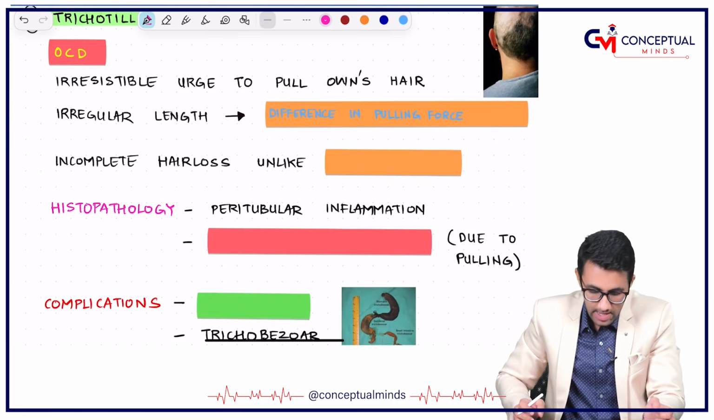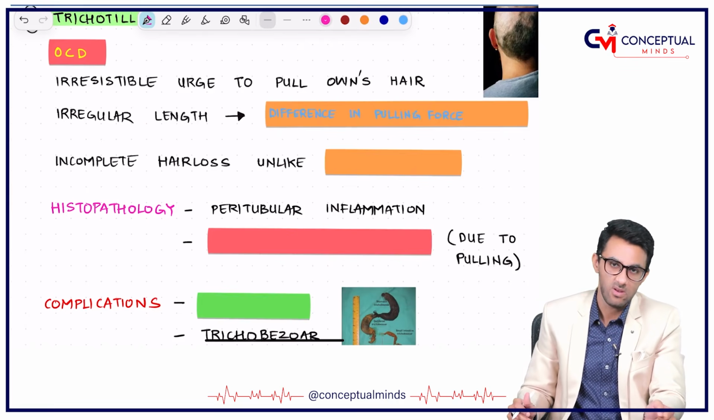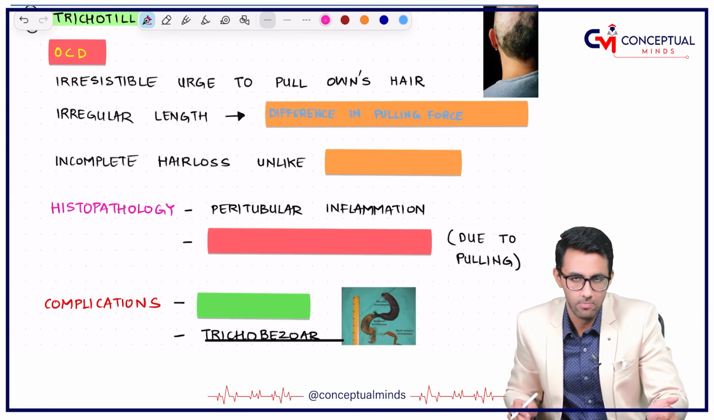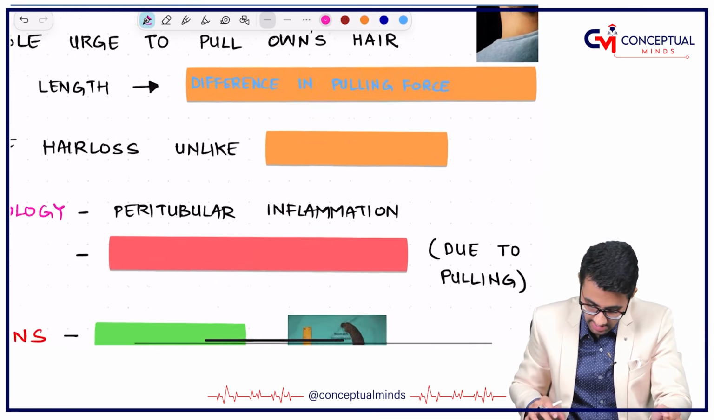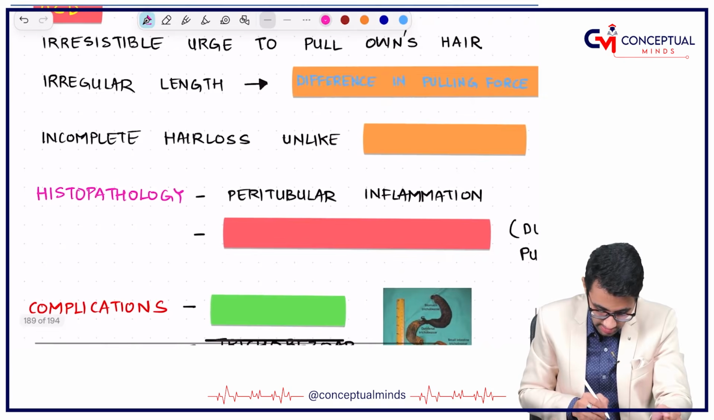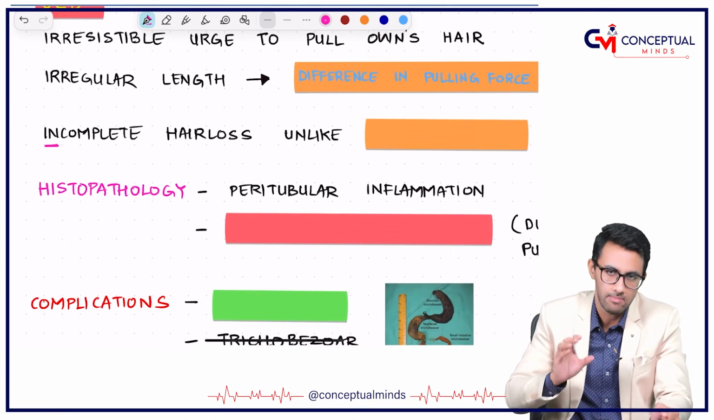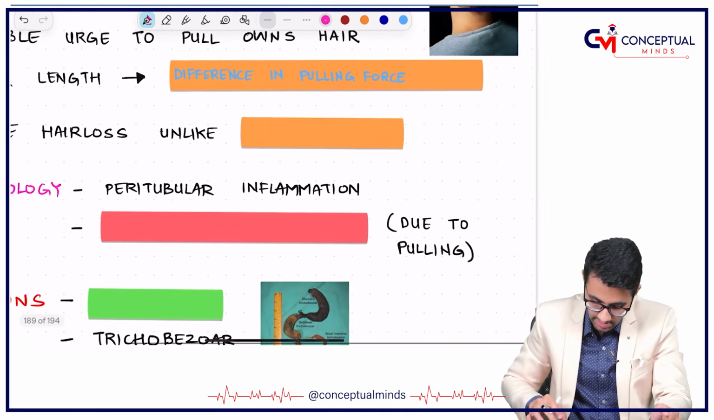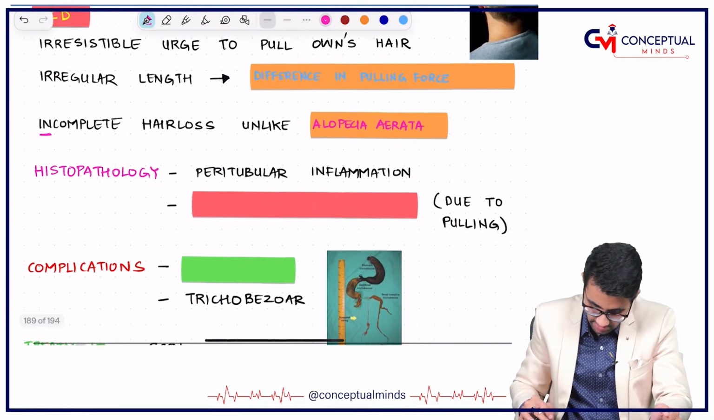And incomplete hair loss, unlike what? Yes, it is an incomplete hair loss, unlike the subtopic we just did, alopecia areata, right? Unlike alopecia areata, I am talking incomplete, I am not talking complete. It means that alopecia areata has complete hair loss in that patch. Okay, unlike alopecia areata. I should have a different color, but okay, fine, no worries.